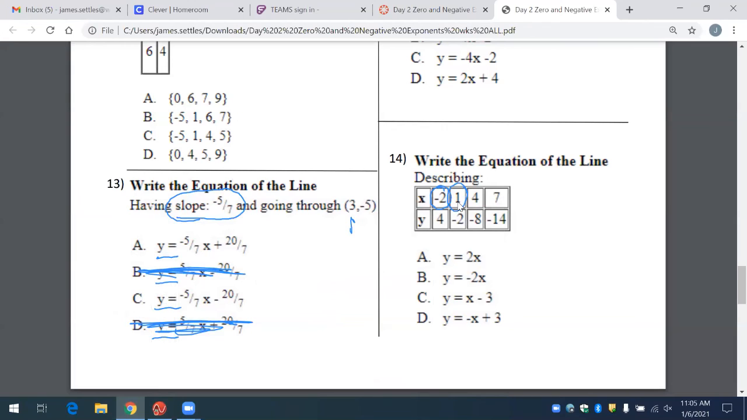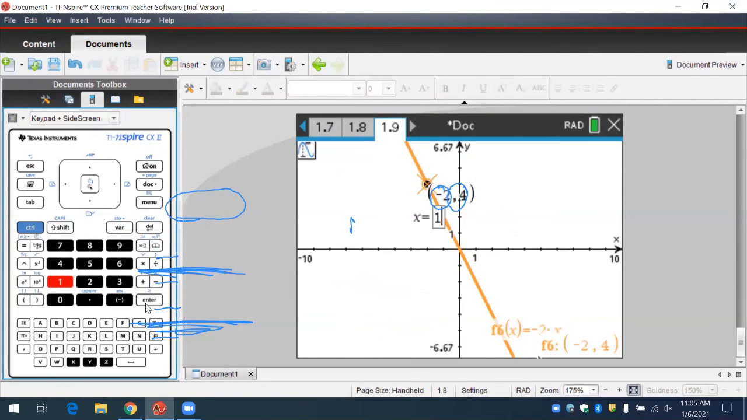We got to check one more point. 1, -2. So we're going to type in 1. Did we get -2? Yep, that's my answer right there. Okay.